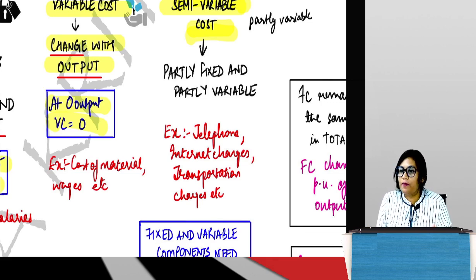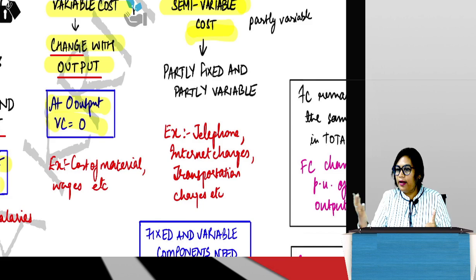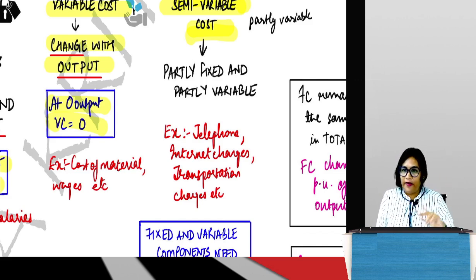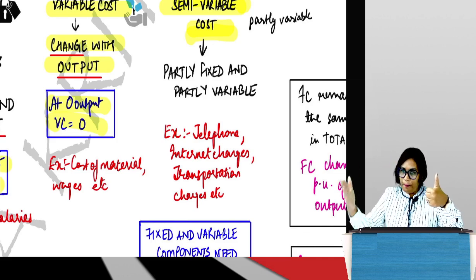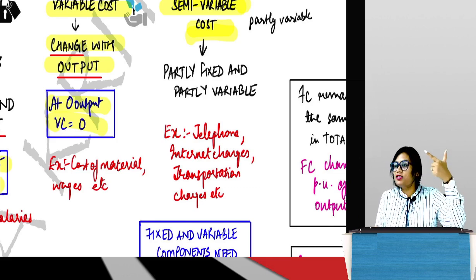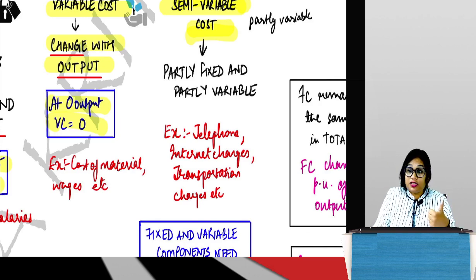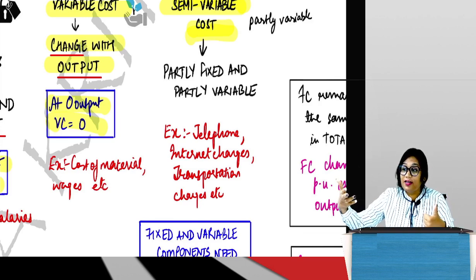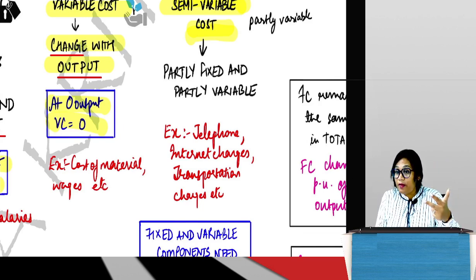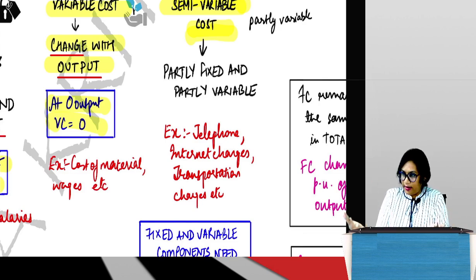So guys, we have finished 2 classifications so far. The first classification is on the basis of time. Can you tell me what the classification is? Historical cost, current cost, predetermined cost. Perfect. Past, present, future. The second classification is on the basis of behavior. What are the costs under behavior? Fixed cost, variable cost, semi-variable cost. Fixed cost does not change with output. Variable cost changes with output. Semi-variable cost is fixed and variable, correct? One part is fixed, one part is variable.